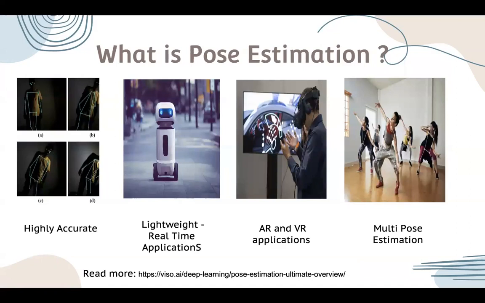Now, the pose estimation model is highly accurate, and it gives results even in various lighting conditions or different camera orientations. They are very lightweight models which can be employed in many real-time applications. They are also commonly used in augmented reality and virtual reality applications. One more important thing to mention is that it can work in frames with multiple people. Further information is provided in the link below.